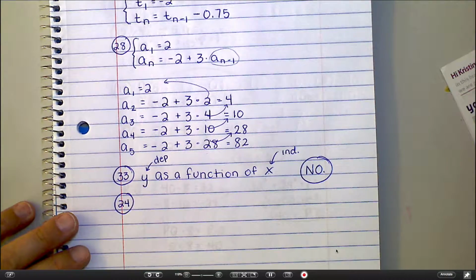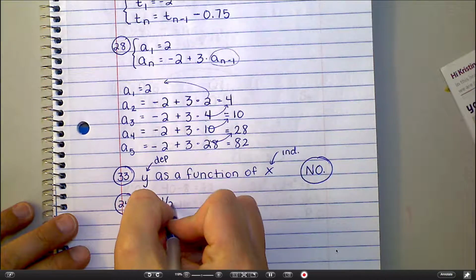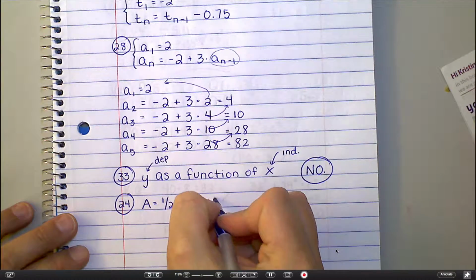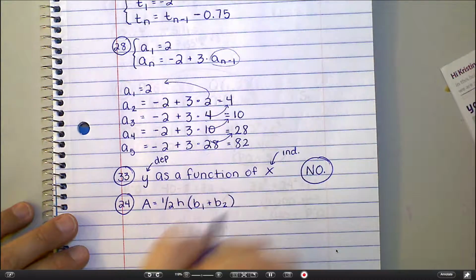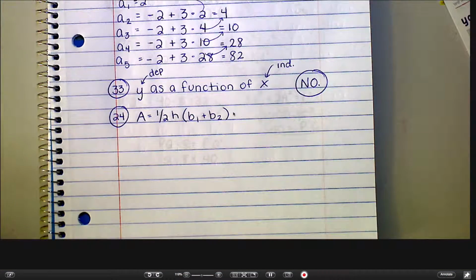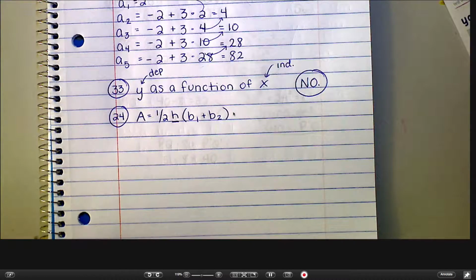Okay. So 24, area equals 1/2 h times b1 plus b2. This one looks drastically different depending on which variable you're solving for, so just be careful with it. In this one, it's telling me to solve for h. By the way, see how it says solve for h? What does that mean? Get h by itself, right? H equals blah, blah, blah.